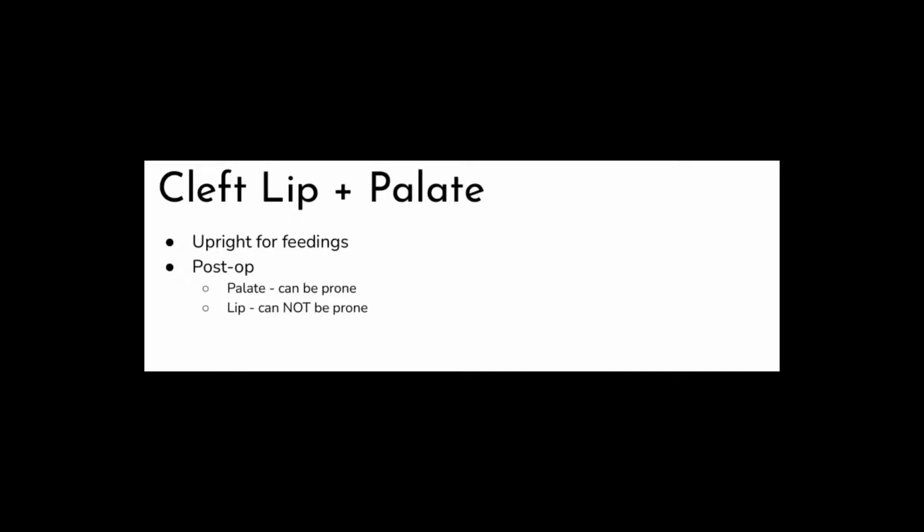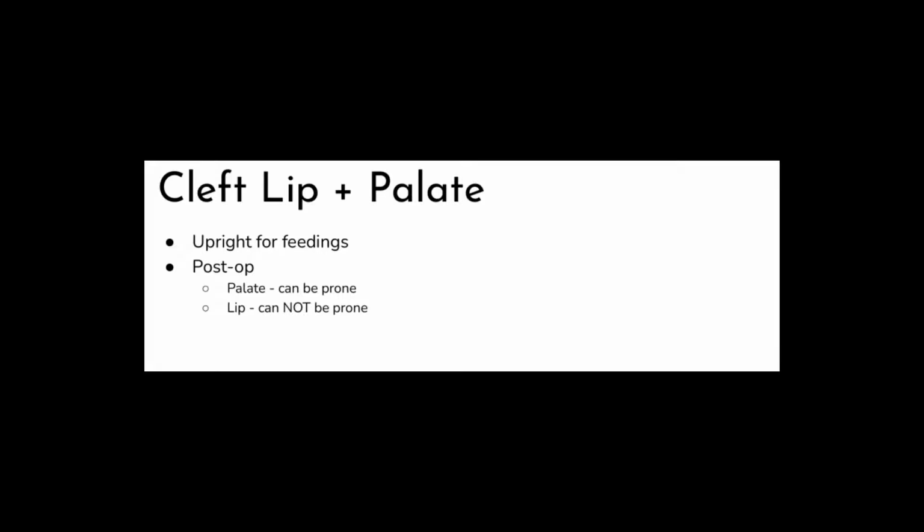Post-op, the patient should be on prone. However, two things are involved. For feeding, the patient should be upright. Two, for palate post-op, the patient should be on prone. Remember we said prone promotes drainage. So under prone, you use prone for drainage.